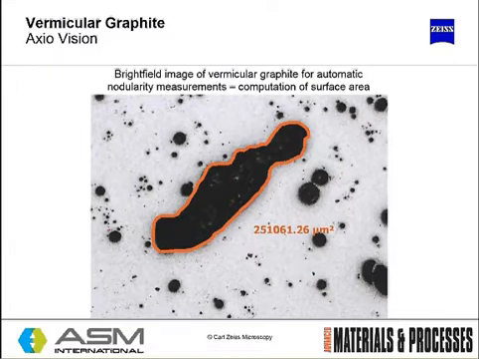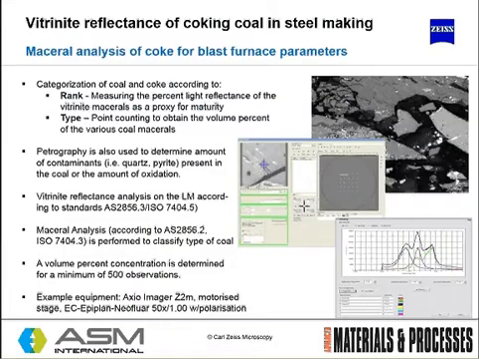So this is just an example of where the vermicular graphite has been used for automated nodularity measurements, and the surface area is being automatically computed to assess by the light microscope the criticality of those inclusions.